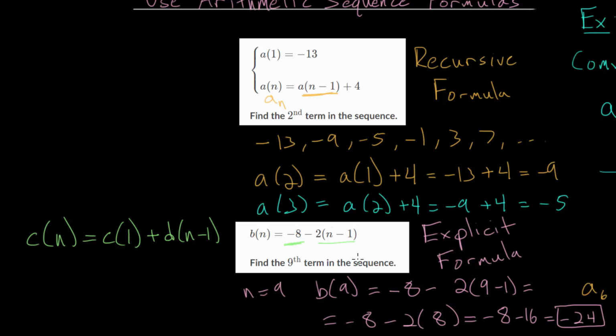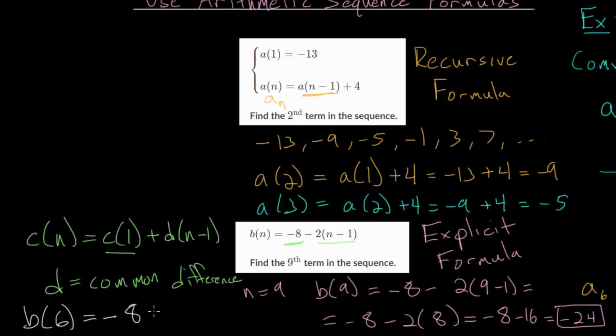So for all of these explicit formulas, it's going to be the first term plus d for common difference multiplied by n minus 1. So as another example here in this problem, let's say we're trying to find the 6th term. So we would find b of 6. And so we start with that first number, and then we're going to subtract 2 five more times. So it'd be minus 2 times n minus 1, or 6 minus 1, which is 5. And minus 8 minus 10 would be negative 18.